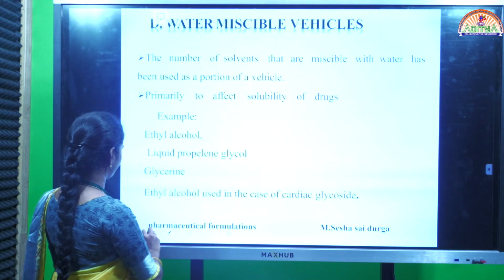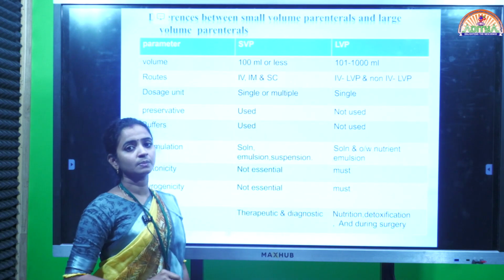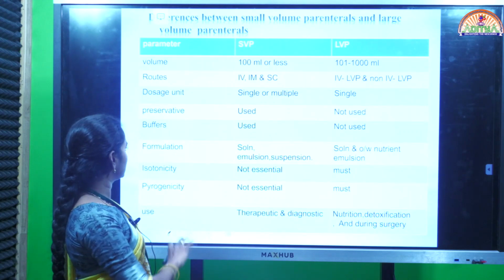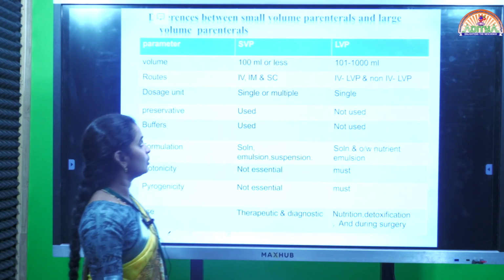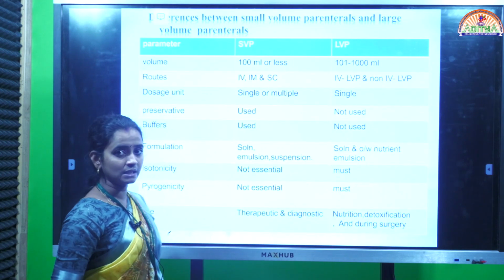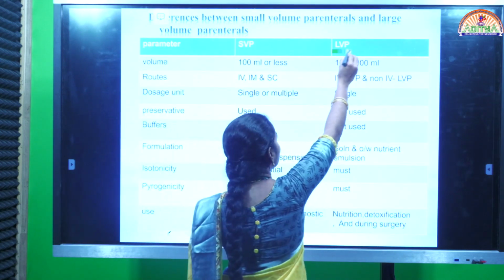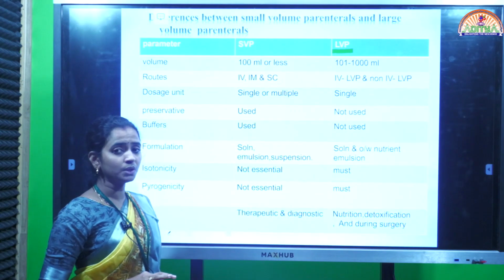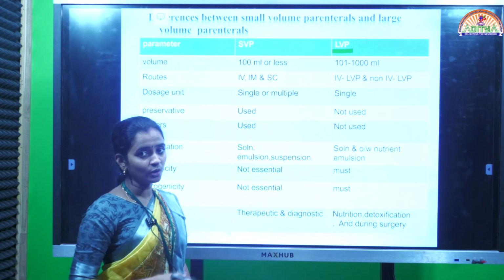I will show you. See here, these are the common differences between the small volume parenterals and the large volume parenterals, depending on various criteria. First one, volume. In the small volume parenterals, the volume is 100 ml or within 100 ml, then we can consider that product comes under the small volume parenterals. And second one is the large volume parenteral. Here, the volume of the parenteral is more than 100 ml and up to 1000 ml. Like infusions, saline; those saline come under the large volume parenterals.